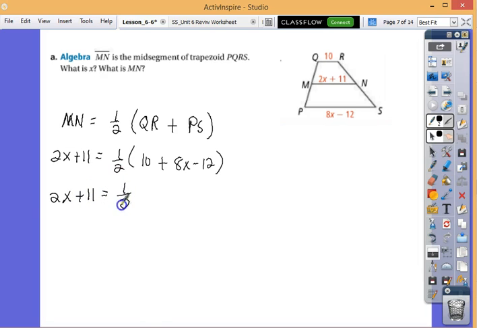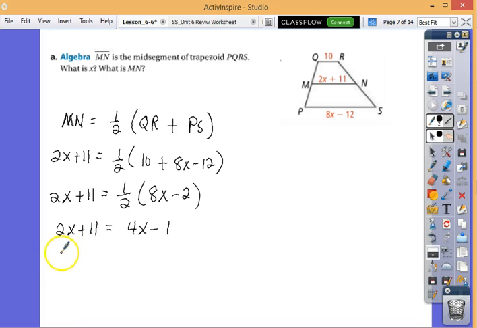I will simplify what's inside the parentheses, so that'll give me 8x minus 2. I don't mind working with fractions, so I'll go ahead and distribute. Especially when all the numbers are even, I don't mind multiplying by 1/2. So that'll be 4x minus 1. I'll solve by subtracting 4x from both sides. Daryl, you with me on this one?